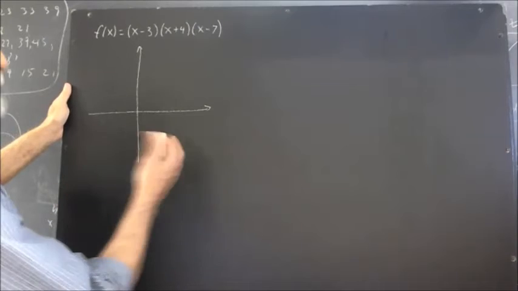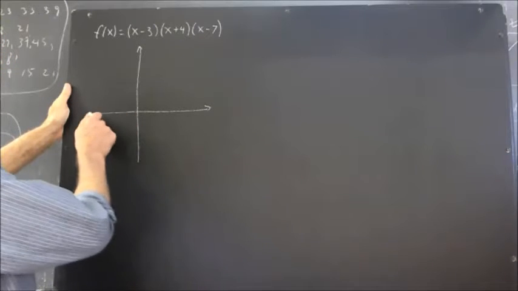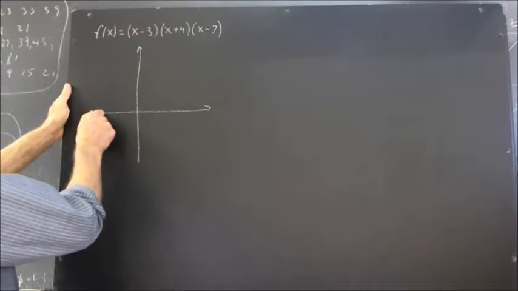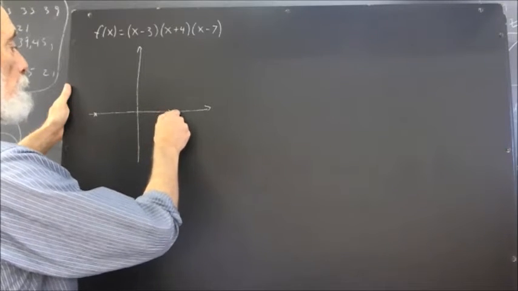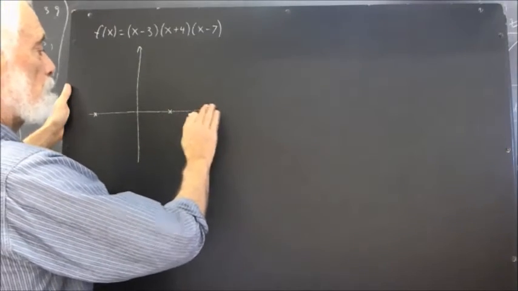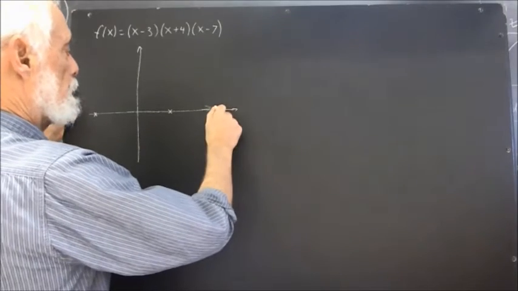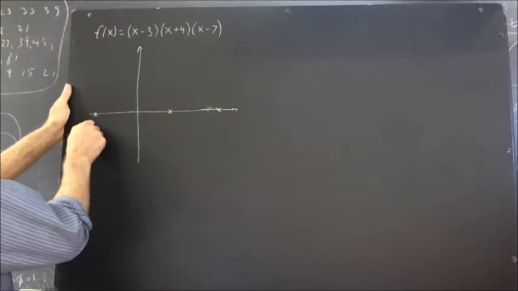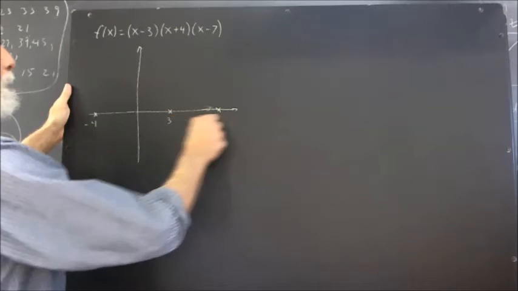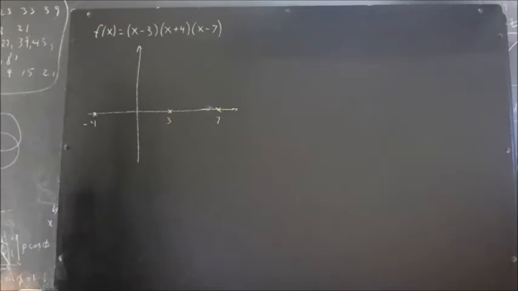Okay. What you know is that this graph will have zeros at x equals negative 4, at x equals 3, and, now let's put it out here a little further, at x equals 7. So we have negative 4, 3, 7 on the x-axis.